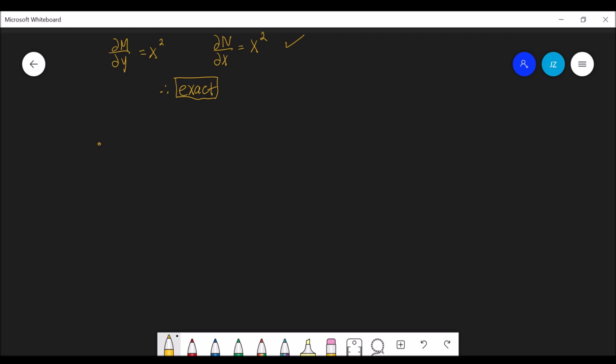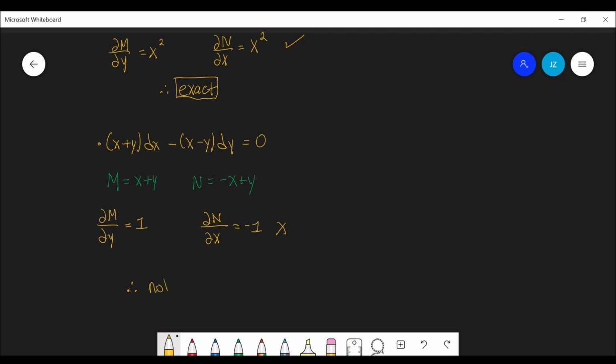Finally, let's look at the equation x plus y dx minus x minus y dy is equal to 0. So m is x plus y, n is negative x plus y. Remember, it has to be m plus n. So we just have to distribute this negative through to make it a plus n. So partial m partial y is 1. Partial n partial x is negative 1. These are not the same. So this equation is not exact.